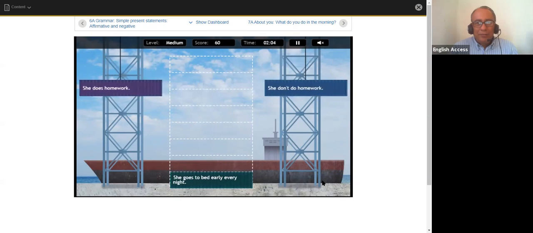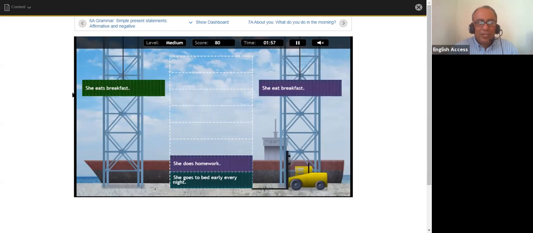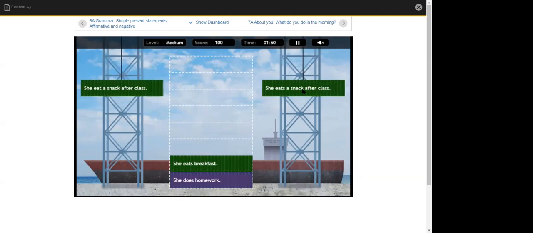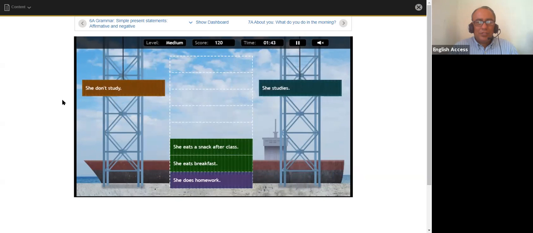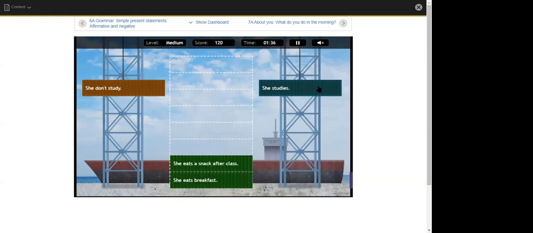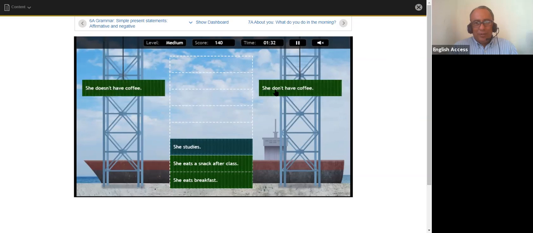That's why it's difficult, because the car goes very fast. So we need to go up. Okay, what is the next one? She eats or she eat? She eats. She eats a snack. Exactly. She studies, she don't study? She studies. We're not going to finish, but the time is going to pass.